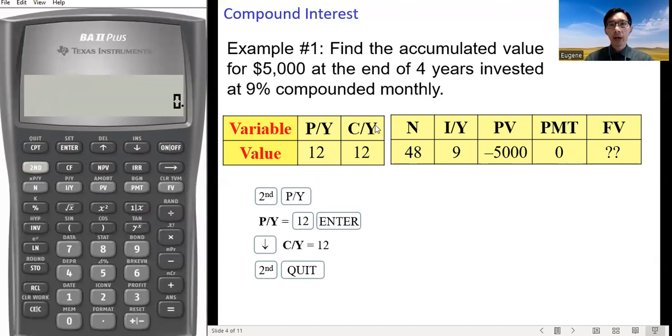And then we can input the variables of the TVM worksheet. N equals 48. Before we do any input, clear the previous memory. So by pressing the second key and then clear TVM, this is the second function over the FV button. And then clear the memory and input 48 for N. So for this worksheet, we will key in the number 48 first and then press the corresponding variable, in this case, N.